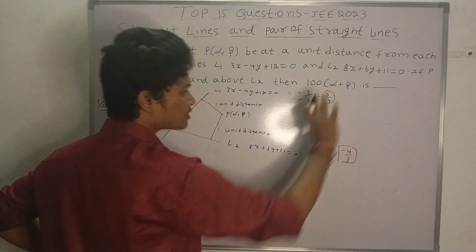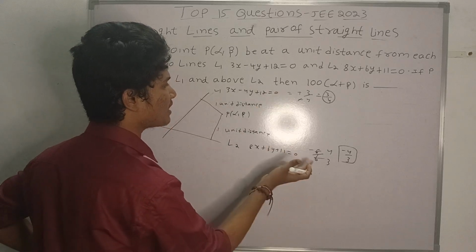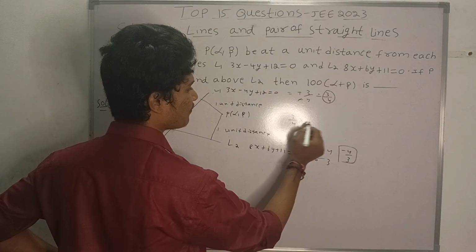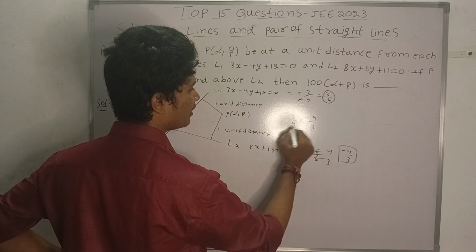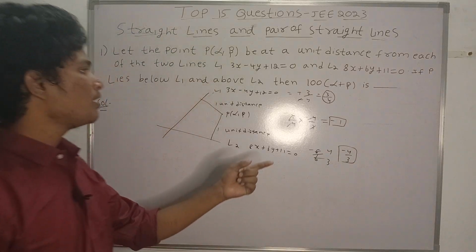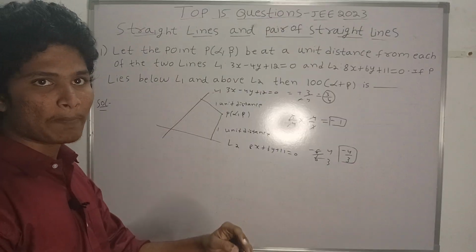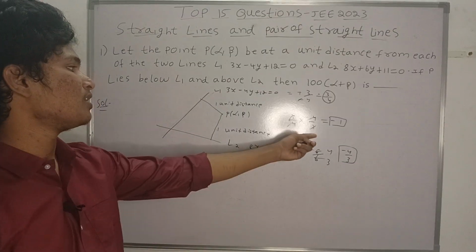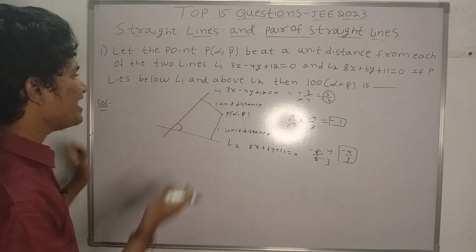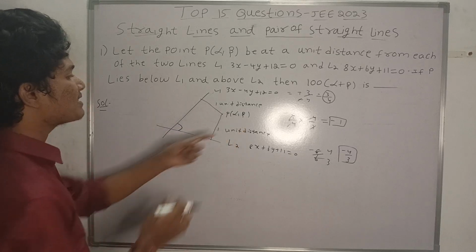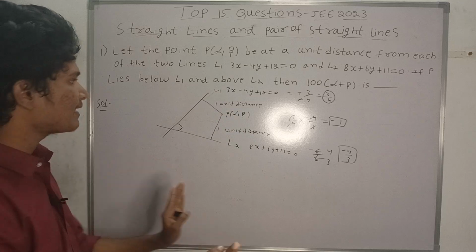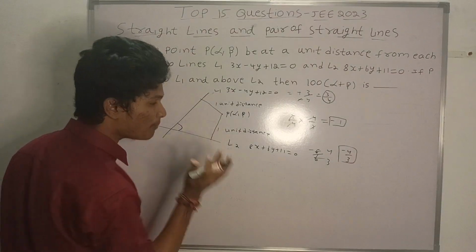By observing the slopes, it is clear that these two lines are perpendicular, because when multiplying the slopes you get minus 1, that is 3 by 4 into minus 4 by 3 is minus 1. If two lines are perpendicular, the multiplication of their slopes is minus 1. So these two lines are perpendicular, and this point (alpha, beta) lies below L1 and above L2. So it is clear that it will form a square.